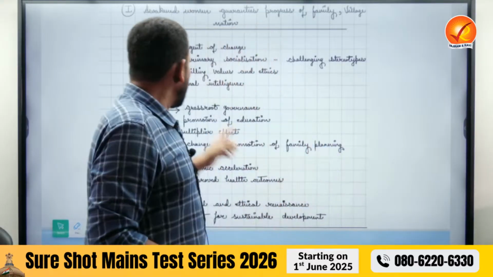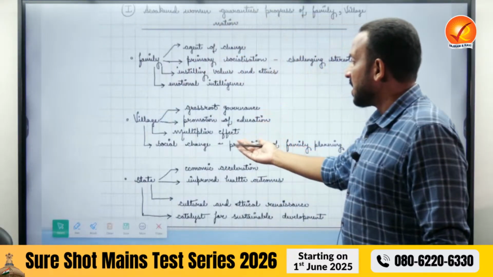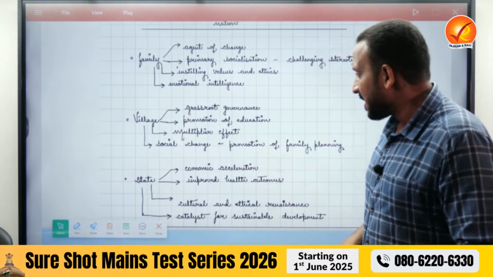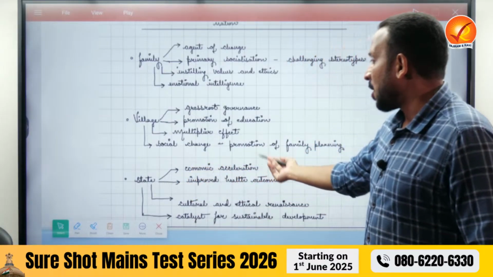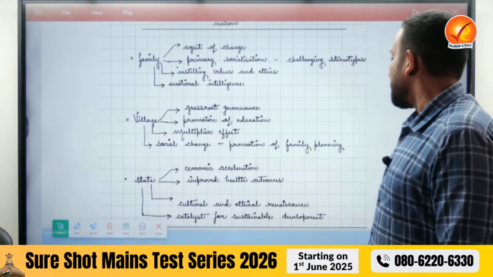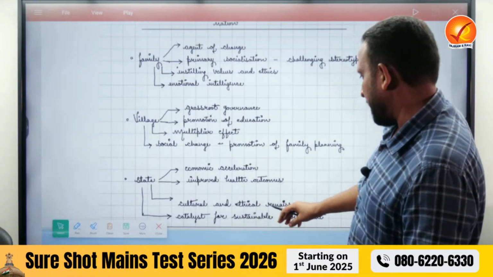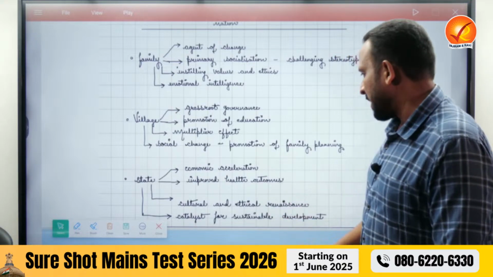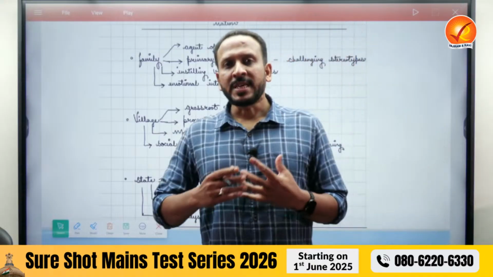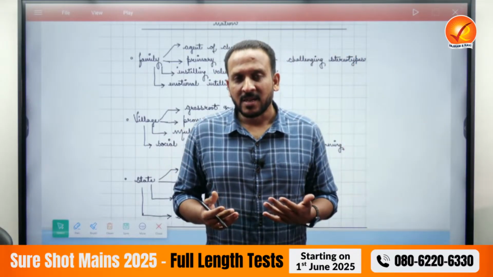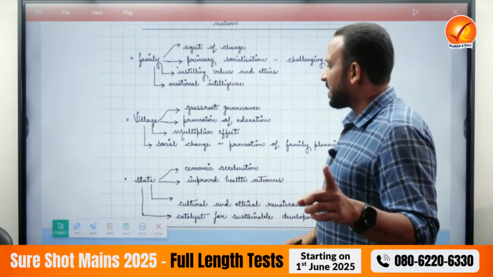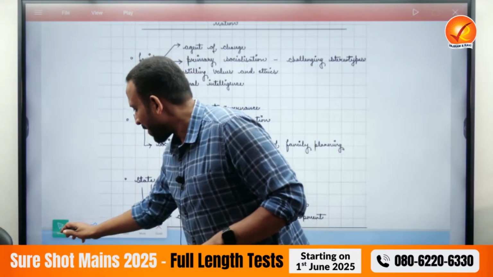right? Then at village level, grassroots governance, promotion of education, multiplier effect, social change, right? Then state, economic acceleration, improved health outcome, cultural and ethical values or reservations, you can say, then catalyst for sustainable development, right? So these are some points which we can generate. I hope this is clear, right? Now, the next question is going to be very, very important, right?